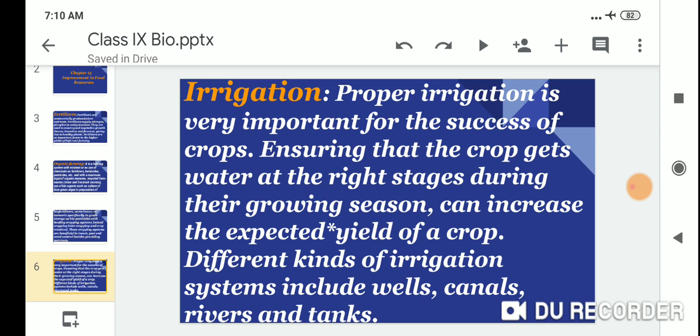Irrigation. Proper irrigation is very important for the success of a crop, ensuring that the crop gets water at the right stage during its growing season can increase the expected yield of the crop. Different kinds of irrigation systems include wells, canals, rivers, and tanks.